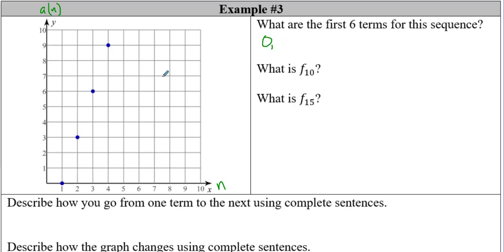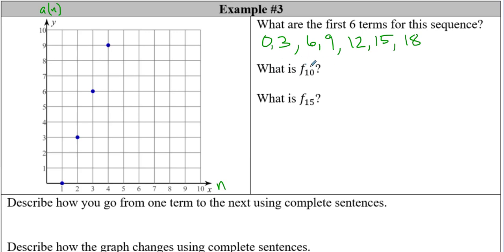So my first term here is going to be 0. My second term jumps up to 3. My third term is here at 6. My fourth term is here at 9. And then we are looking for the first 6, so we have to figure out what this pattern is telling us. How are we going from one term to the next? You guys are all super bright. I know you already see it. So we are adding 3 from one term to the next. So my next 3 are going to be 12, 15, and 18.